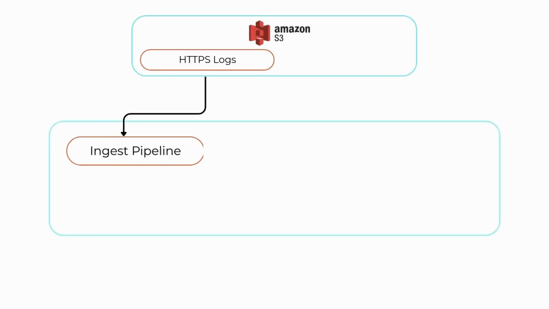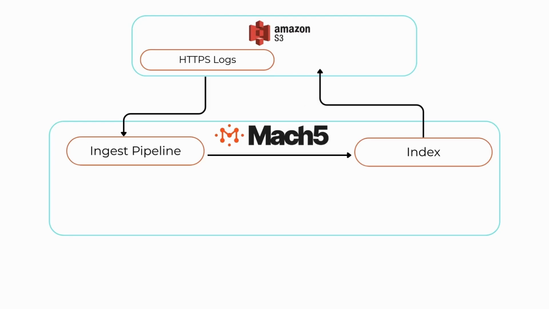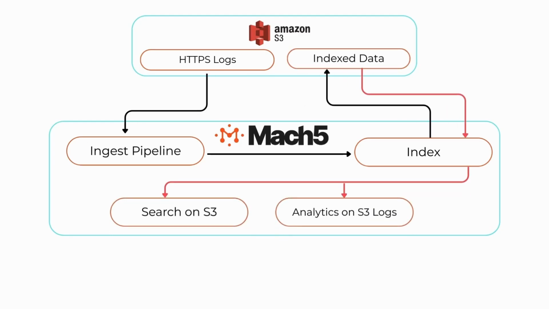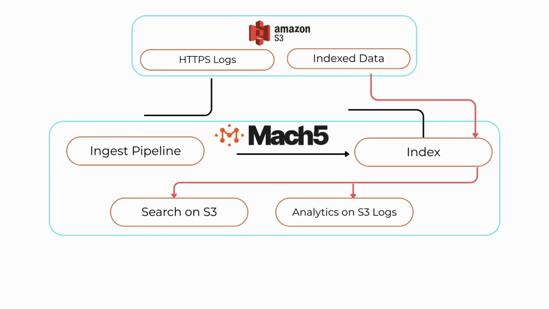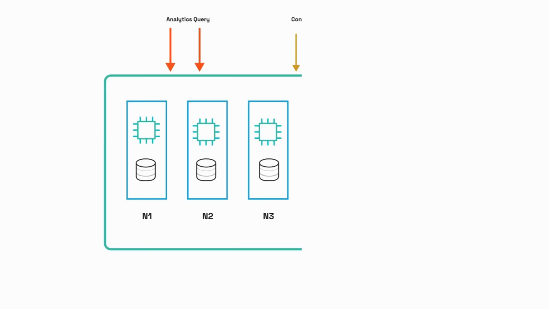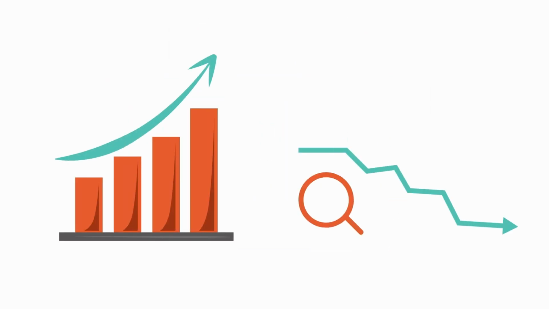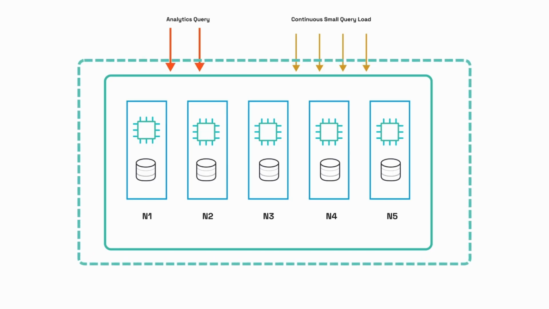Mach 5 takes a fundamentally different approach. First, storage and compute are fully decoupled. All index data lives directly in object storage. Ingest compute and query compute are completely independent. However, in traditional cluster-based systems, ingestion and querying share the same infrastructure. If ingestion spikes, query latency suffers. If query demand rises, you scale the entire cluster.